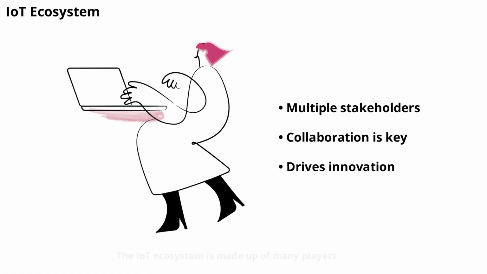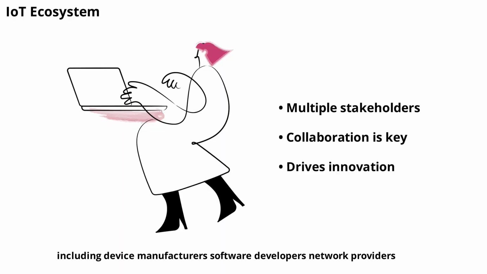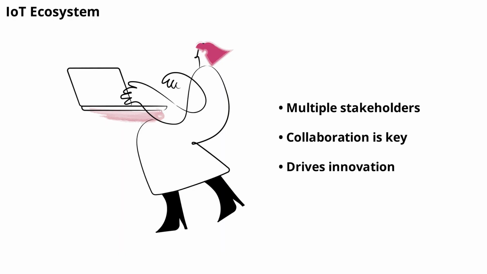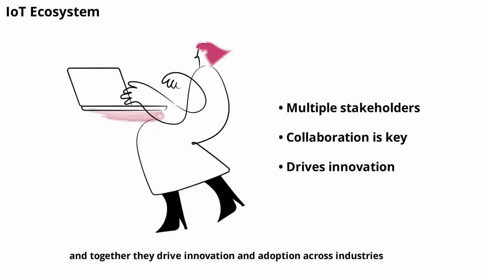The IoT ecosystem is made up of many players, including device manufacturers, software developers, network providers, and end users. Collaboration among these groups is essential for creating successful IoT solutions. Each player brings unique expertise, and together they drive innovation and adoption across industries.